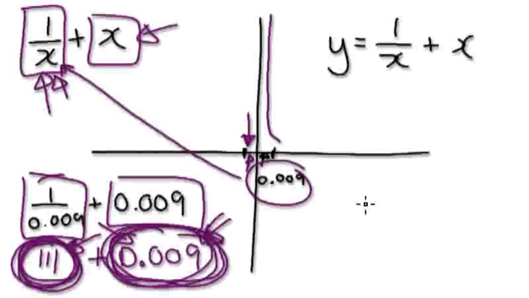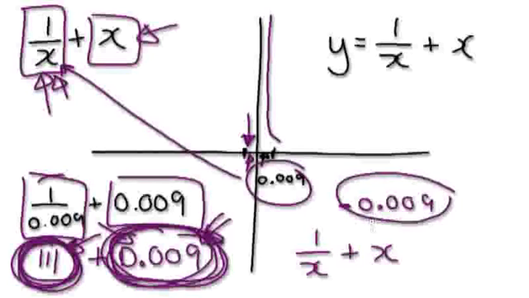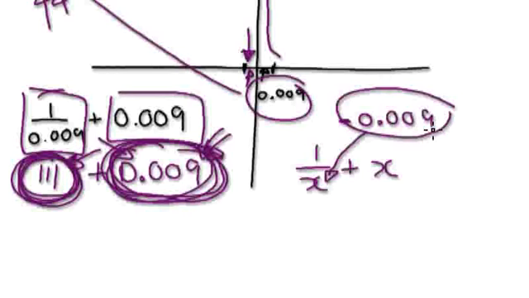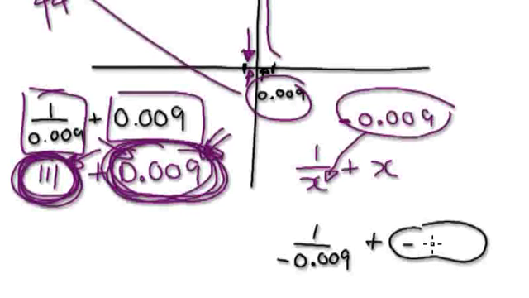Okay, so we are looking at 0.009, but on the negative side. Now, if you put this into here, let's put minus 0.009 into this thing here. So it will be 1 over negative 0.009 plus, remember, this is a negative number, minus 0.009.